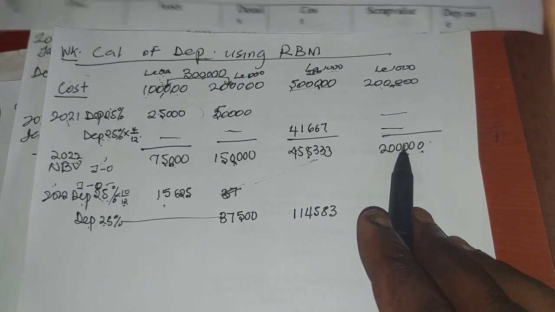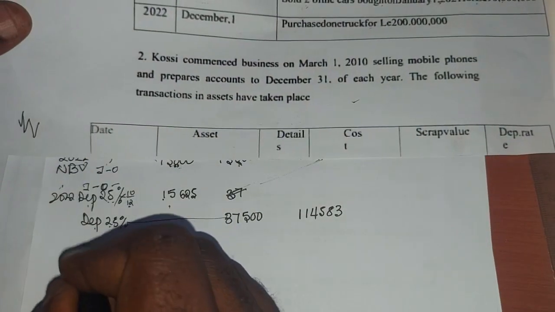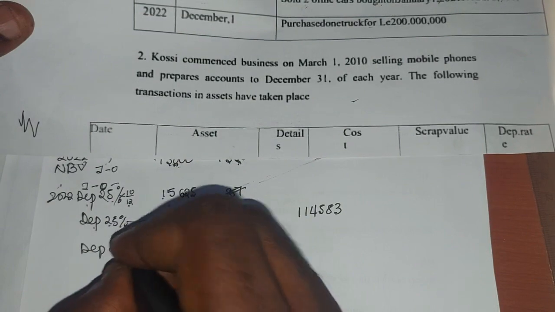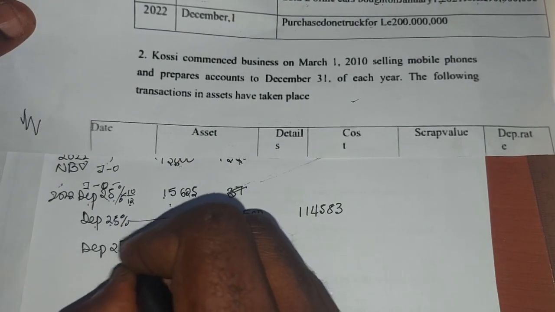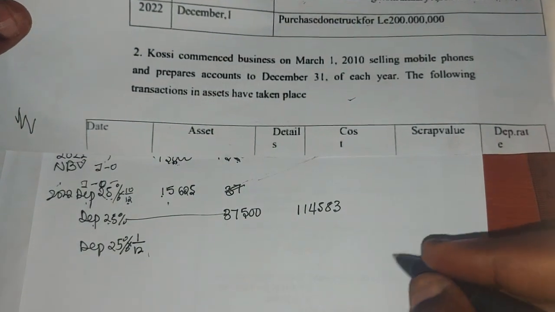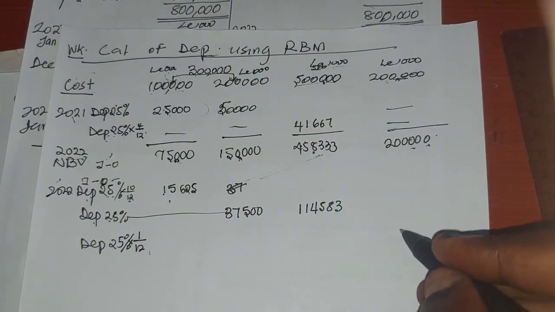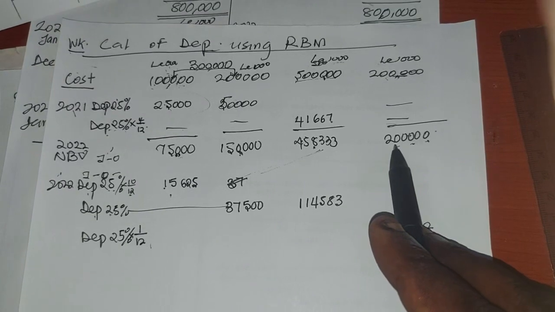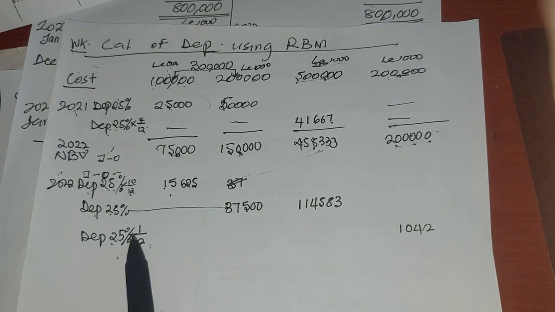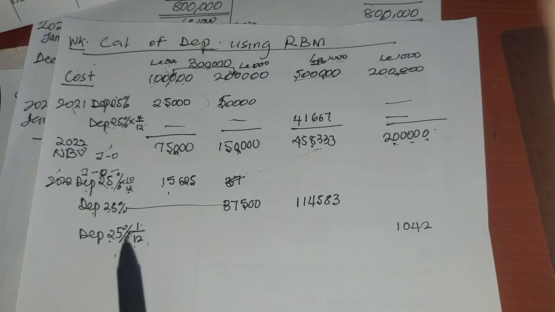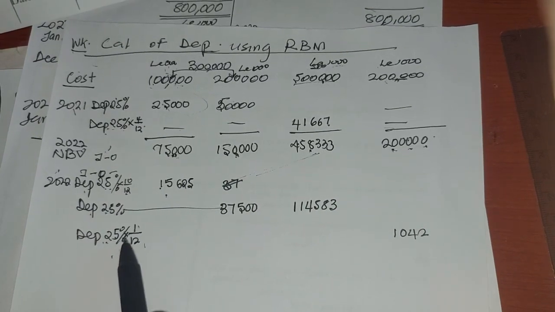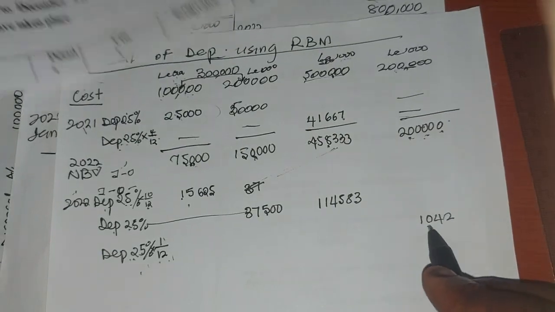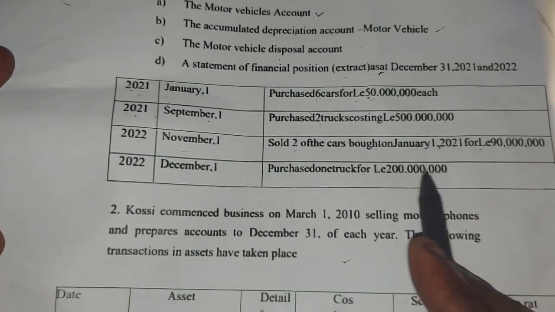Then for this, the asset came in December. So we have depreciation for just 1 month all over 12. Multiply by this, it gives you 1042. So just multiply 200,000 by 25% times 1 all over 12, because from the question, it came in just 1 month in December.